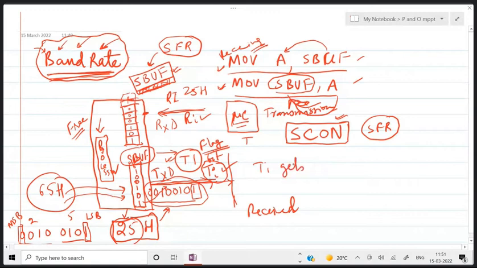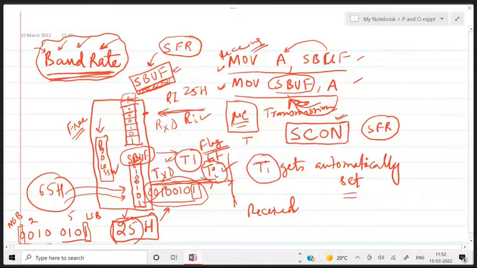TI gets automatically set. So when TI gets automatically set, that will cause an interrupt in the 8051 processor. It might have been doing some operation, the microcontroller, and when TI gets equal to 1, the interrupt happens and then it moves to the vector location. It is also a vector interrupt. So it moves to the vector where the ISR has been written.